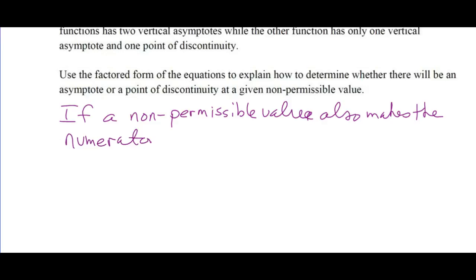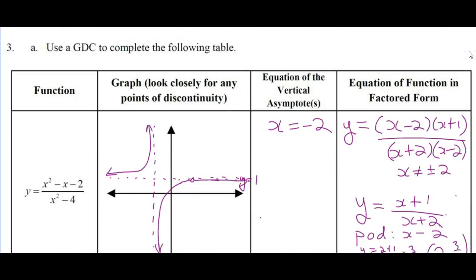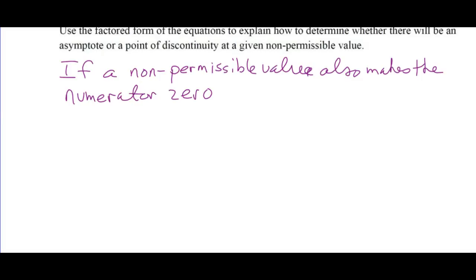Numerator 0. So here, the non-permissible value of positive 2 makes the numerator 0 as well. Okay, so in effect, what happens? Well, these guys cancel out, but there's still that point of discontinuity, right? Where it is, that function is the same as this function, except at these 2 points. So if you also get a numerator of 0, or if you have a common factor top and bottom, that's really the same way of saying that, there will be a point of discontinuity.